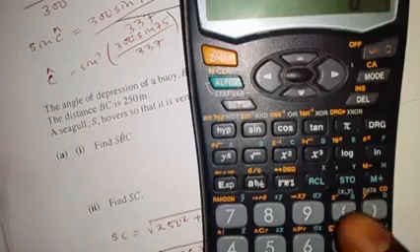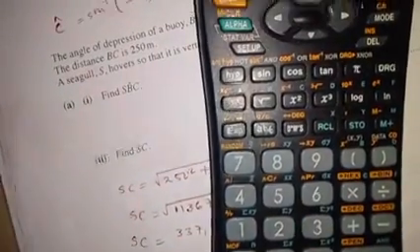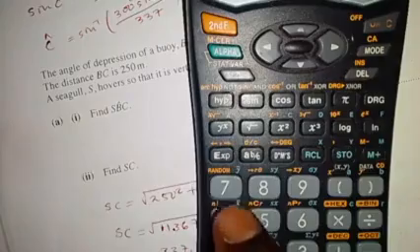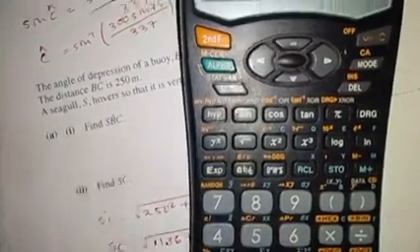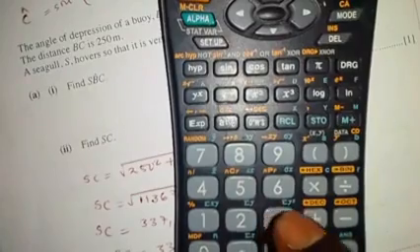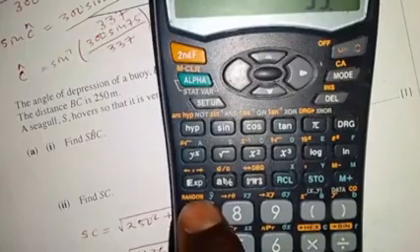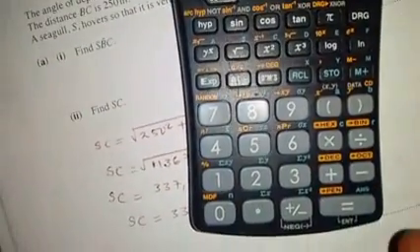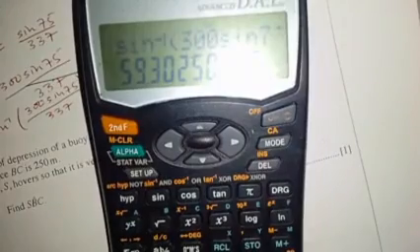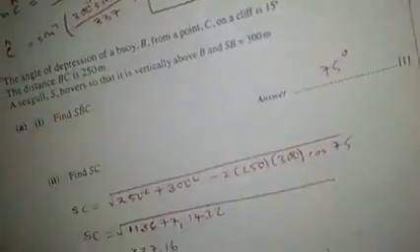Then you have to put open bracket. Then you write 300, sine 75, then divide by 337. You close your bracket. Equals. So your answer is 59,3. So I'm going to write 59,3 degrees as C.